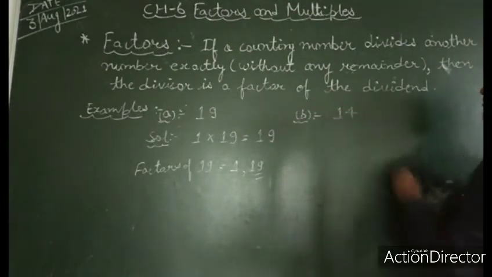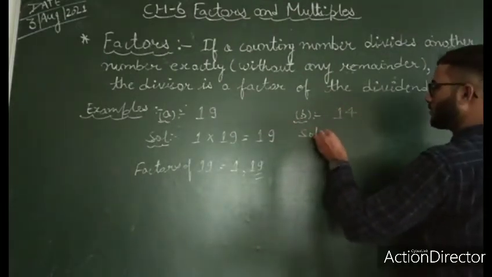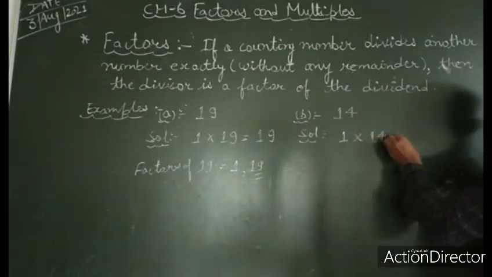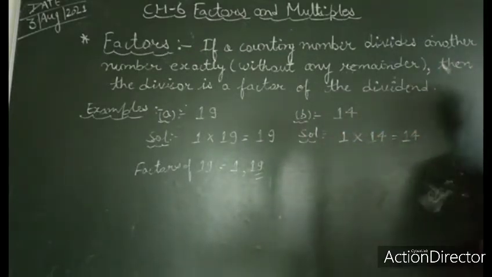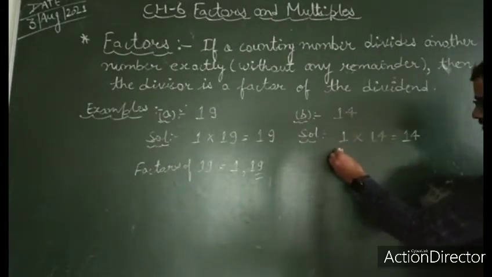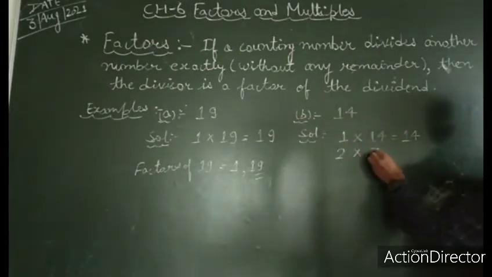14. Okay, so 14 is divisible by 1, so here we write 1 multiplied by 14. So here we get 14. Then here we check by 2. Yes, 14 is divisible by 2. So here we write 2 7s are 14.